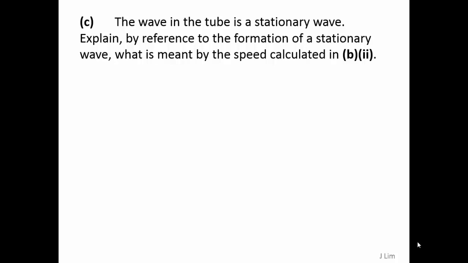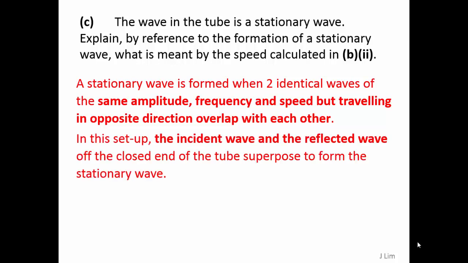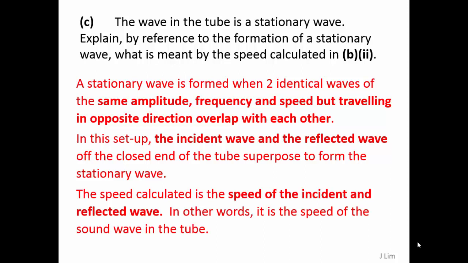What is meant by the speed calculated? A stationary wave is formed when two identical waves of the same amplitude, frequency and speed but traveling in opposite directions overlap with one another. In this setup, the incident wave and the reflected wave from the closed end of the tube superpose to form the stationary wave. The speed calculated is the speed of the incident and reflected wave. In other words, it is the speed of the sound wave in the tube.